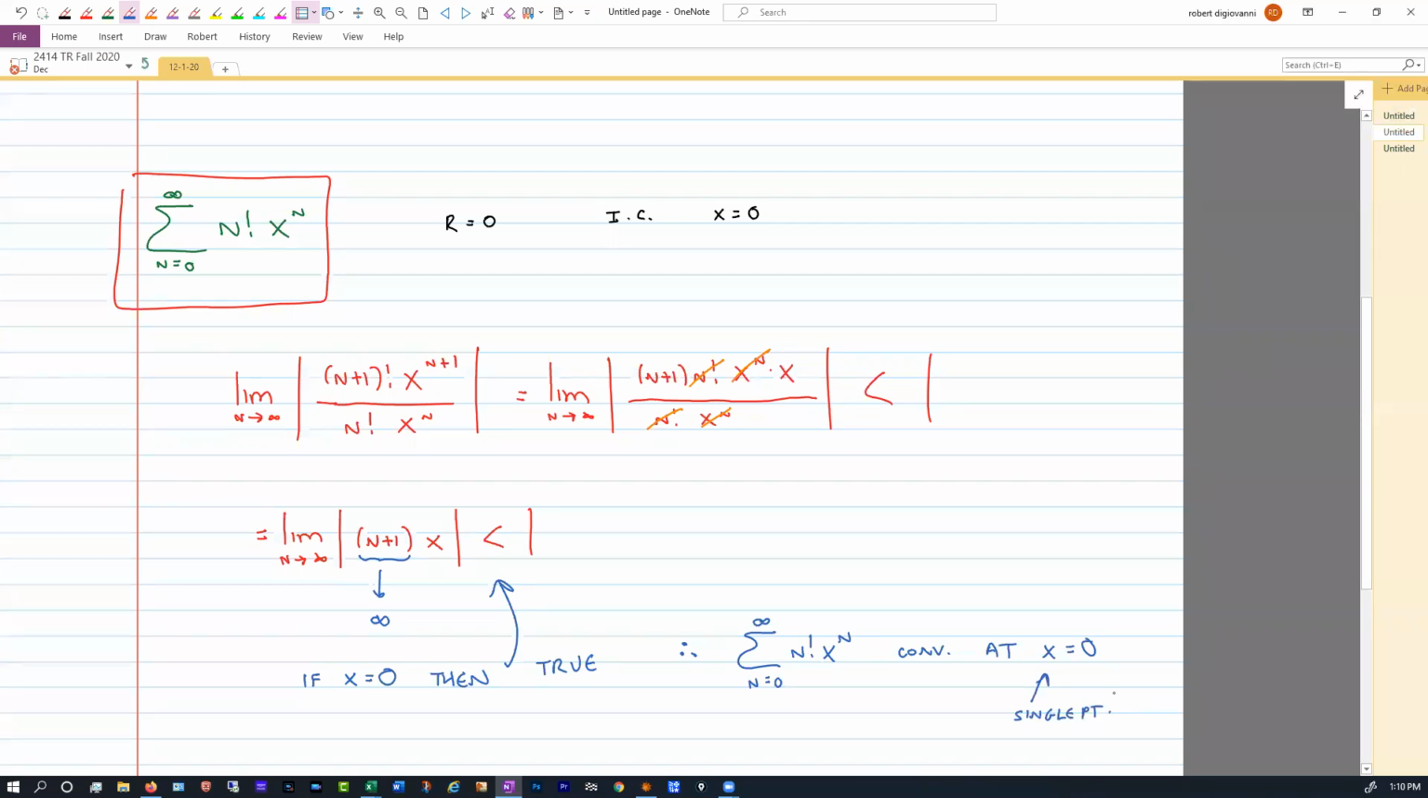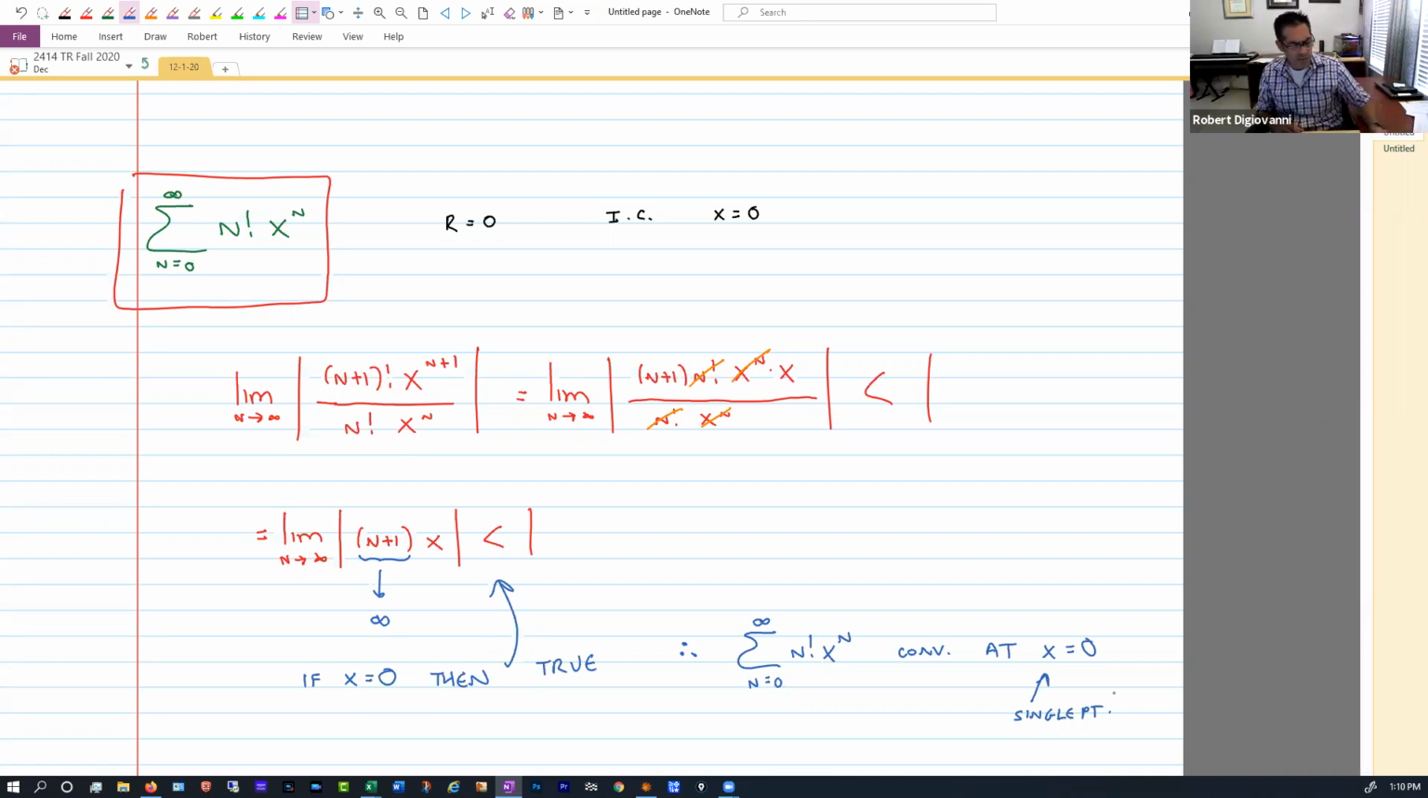So can we take the L'Hopital rule for the n plus 1? Why would you need L'Hopital's rule? You don't have infinity over infinity, right? You just have infinity. It's just getting huge, right? That's it.